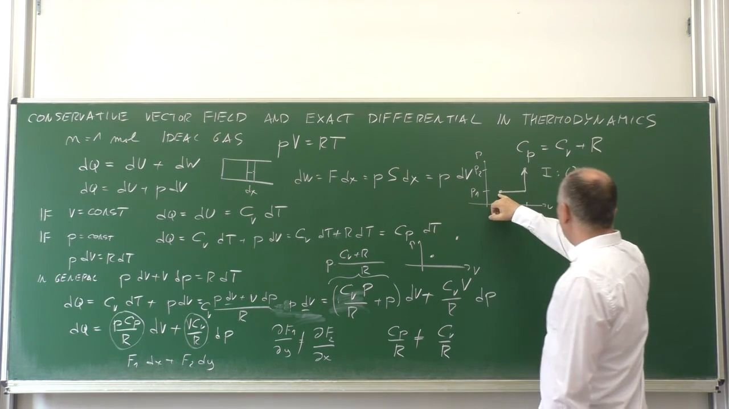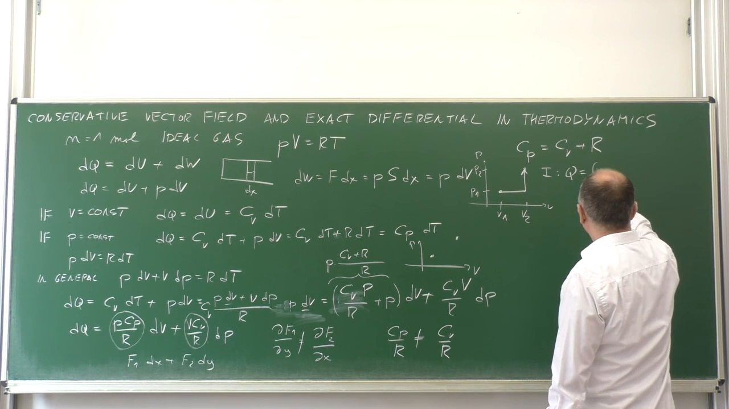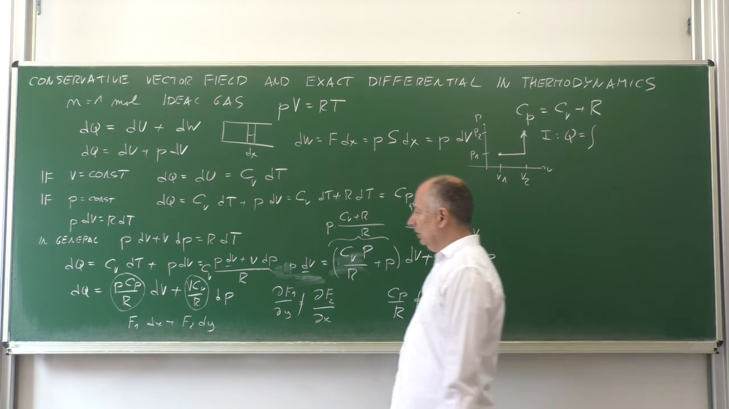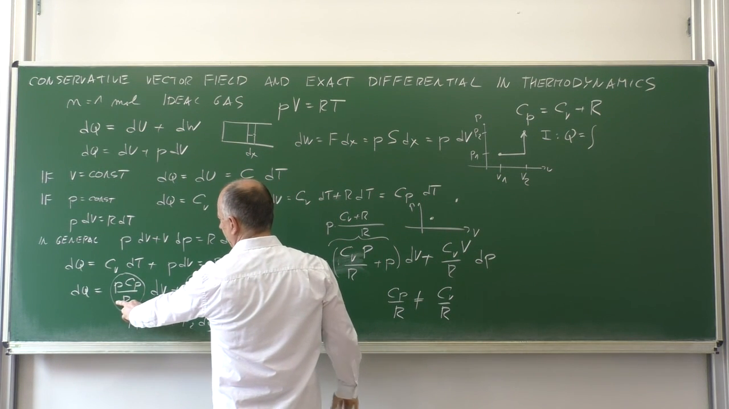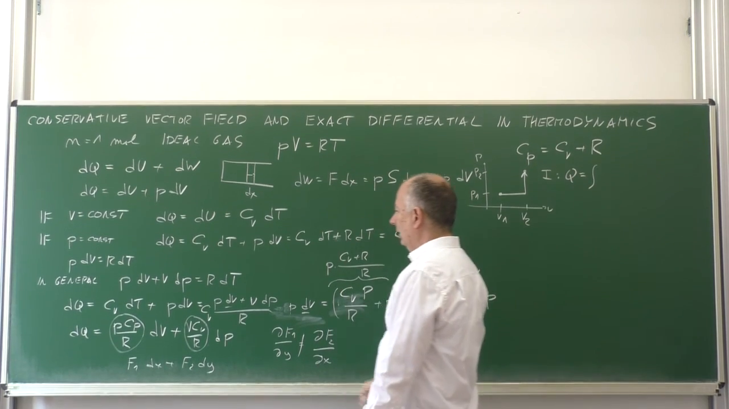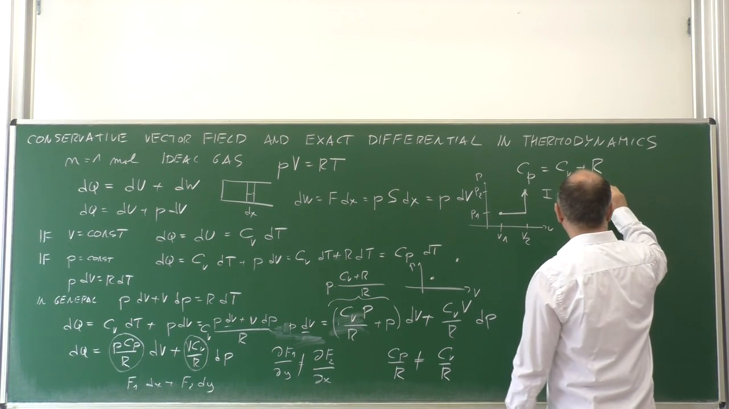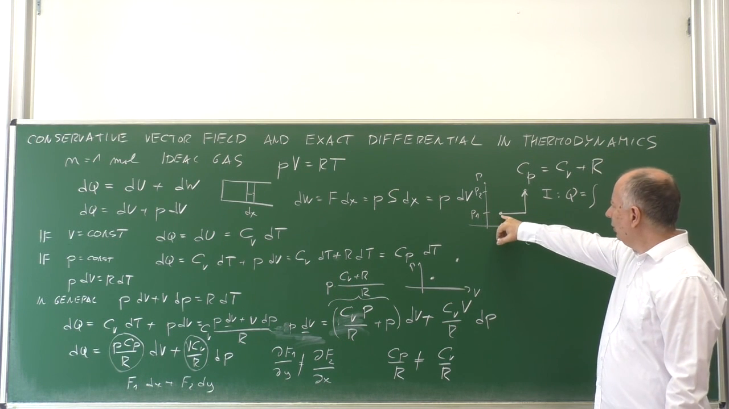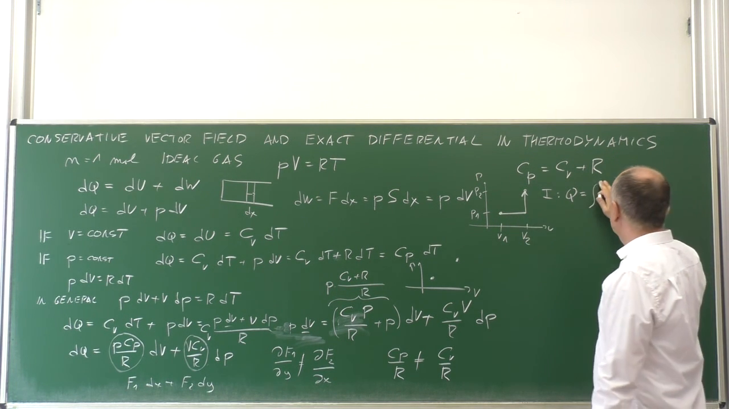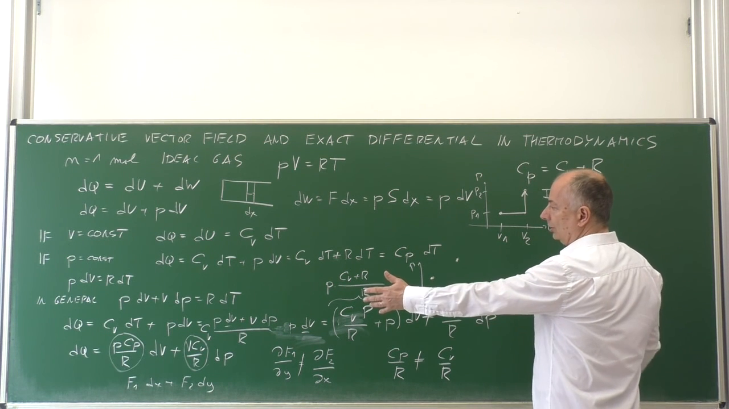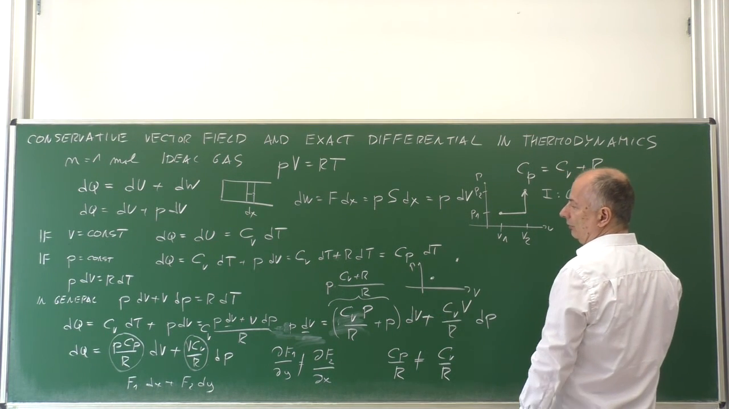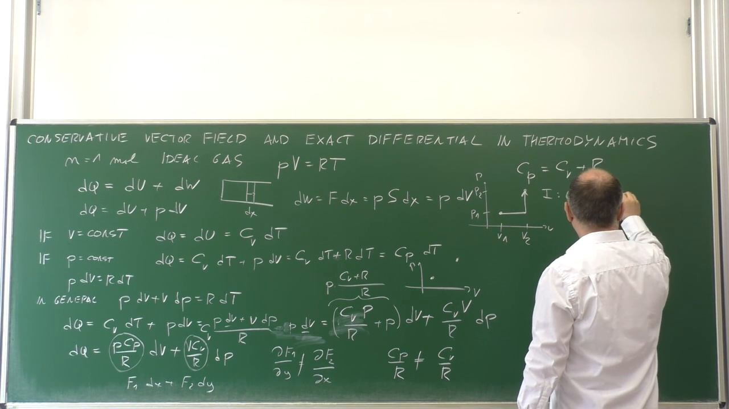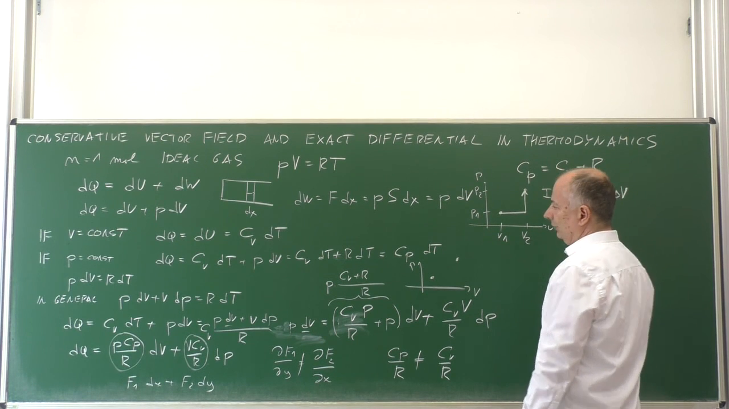If we go this way, then P is constant, so we just integrate this one, P Cp divided by R. And because P is constant, integrating the constant means the constant times the change of the independent variable, P Cp divided by R times the change of the volume.